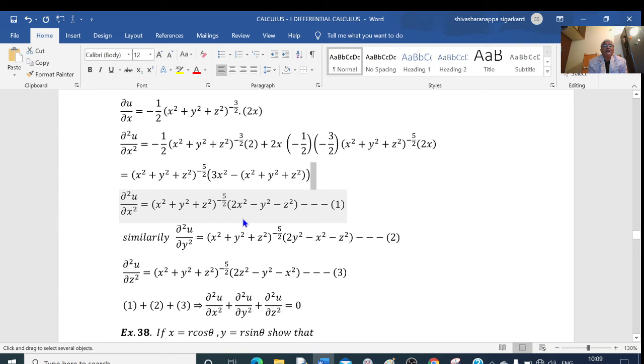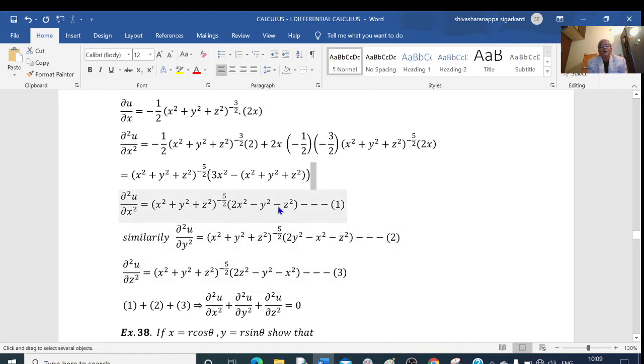see on the right hand side, (x² + y² + z²) to the power of −5/2, this term is a common factor. What remains in the numerator is these three terms in the bracket. That is (x² + y² + z²)^(−5/2) as common factor, and within the bracket, three terms.